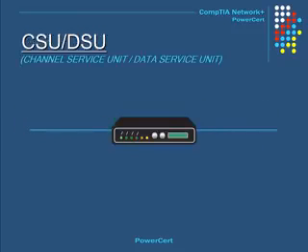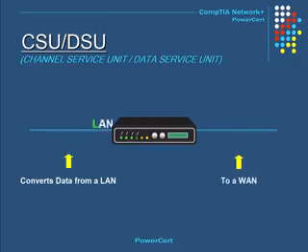Now this is a CSU-DSU. Now this is a device about the size of a modem, and what this does is that it converts data from a local area network to a wide area network. And this has to happen because the data formats between a LAN and a WAN are different.